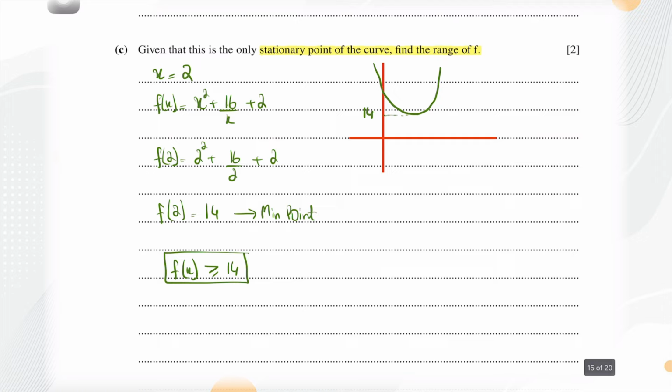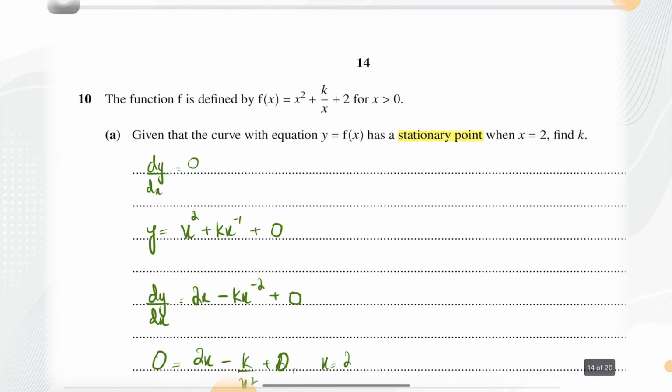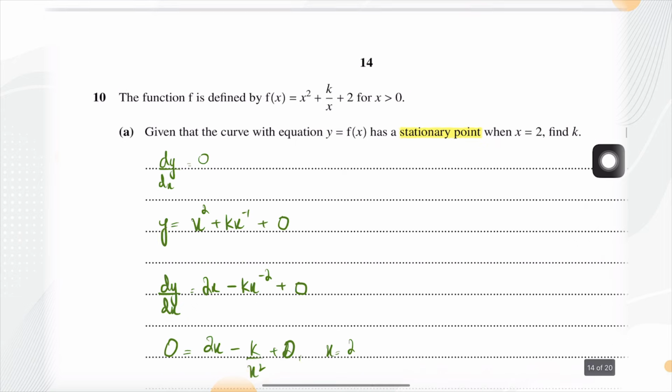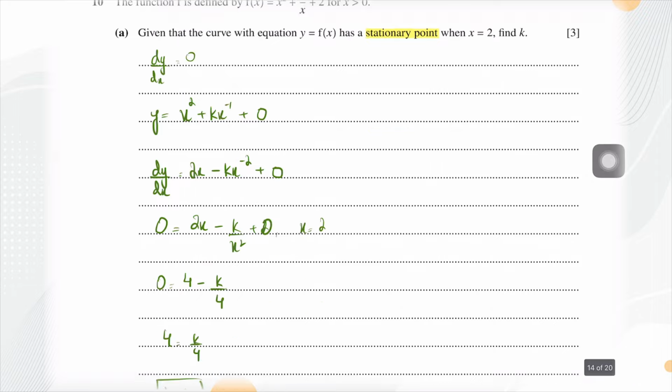So is x equals to 2 already given in the question? Yeah, x equals to 2 was given. It says, given that the curve with equation y equals to f of x has a stationary point when x equals to 2. So this was already given. Okay.